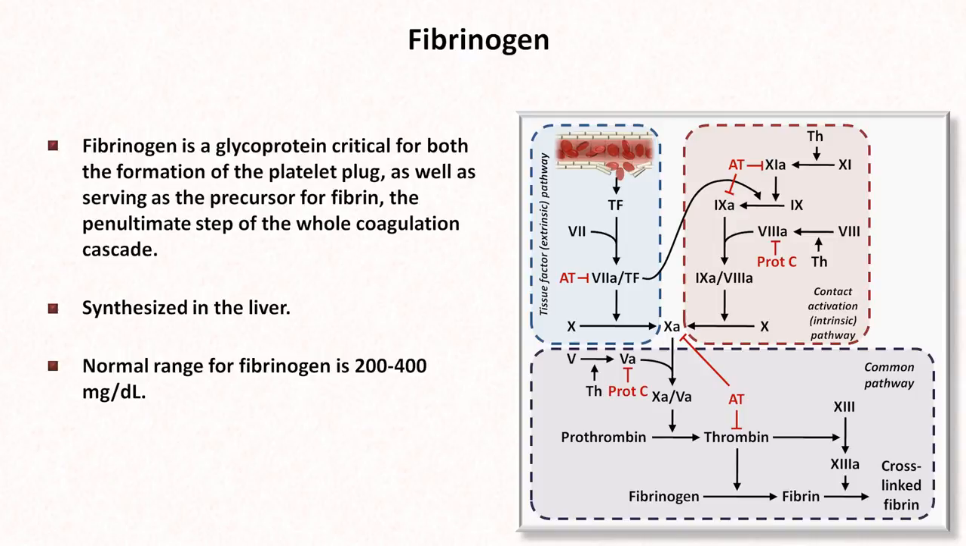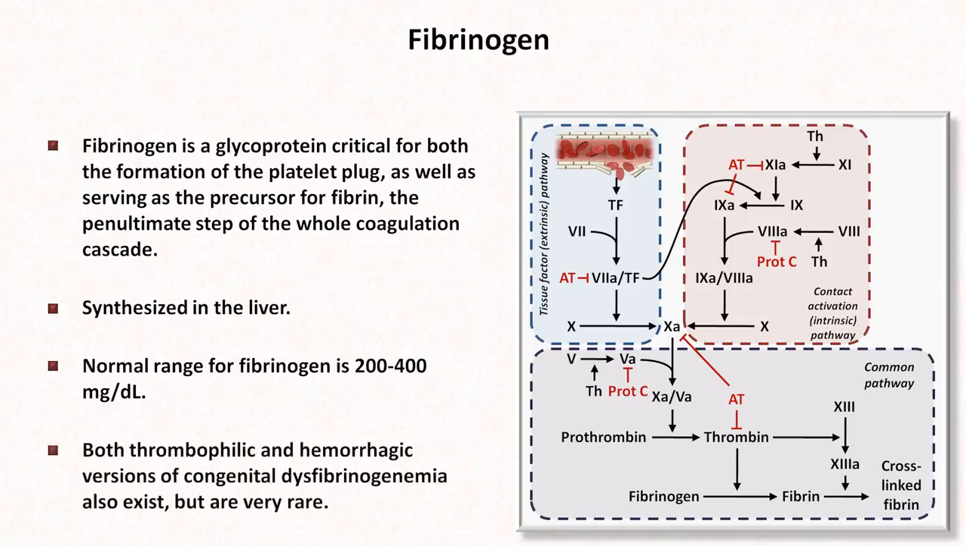Most abnormalities of fibrinogen are quantitative. However, both thrombophilic and hemorrhagic versions of congenital dysfibrinogenemia also exist, in which measured levels of fibrinogen are normal, but these are very rare.